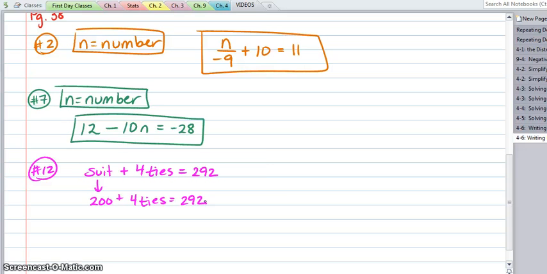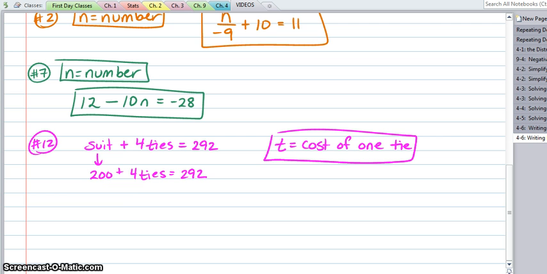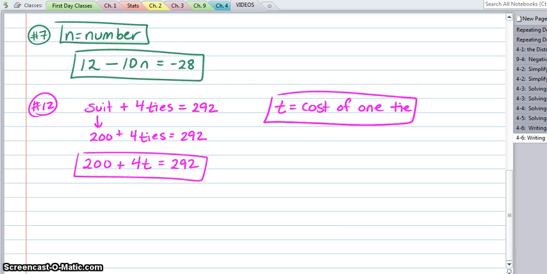Well, I am going to set my variable t equal to the cost of one tie because that's what I'm trying to find. And my equation is almost already written itself. I already know that the suit costs $200, and here, let's just translate this. 4 ties. Well, if each of them cost t, I am going to multiply t by 4, and after I add that to 200, I should get a total of $292. We can go ahead and solve this one to figure out the cost of the tie. Let us balance the equation by subtracting 200 from each side. I get 4t is equal to $92. Then I'm going to divide by 4 so that I can isolate t. Let me do the math on the side.